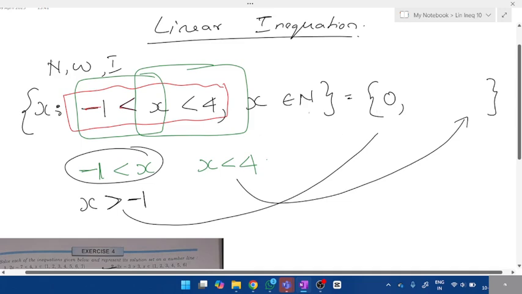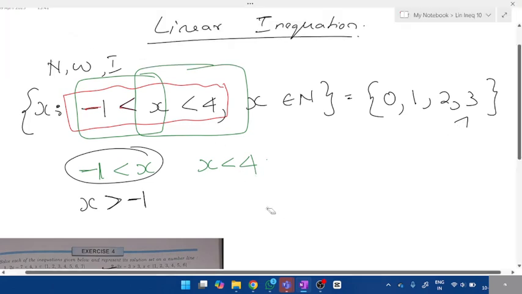But let me explain this later. Your answer is correct, Adya. What you're answering is right. Let me first complete this. So x is greater than minus 1. What are the numbers after minus 1? We have 0, 1, 2, 3. You have to consider these numbers, right?